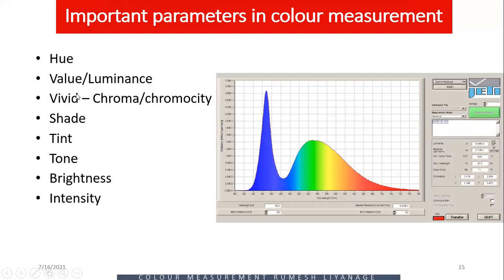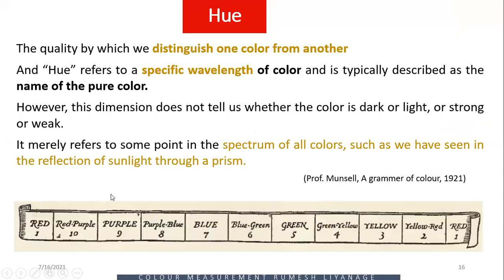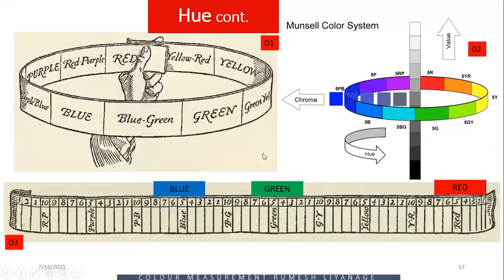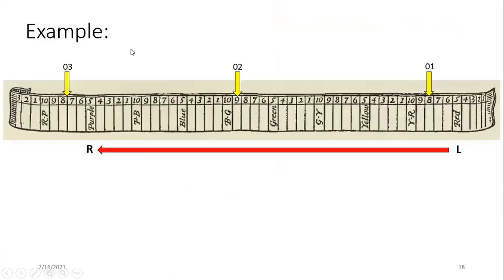What is hue? You should know what is hue, what is shade, what is the difference between shade and tone. Likewise, these technical terms are important, and we discussed the Munsell color chart. You know the hues and how to calculate hues from right to left or left to right. It is important. Then we can calculate the chroma, hue and value by using this Munsell color chart. We have discussed some examples.